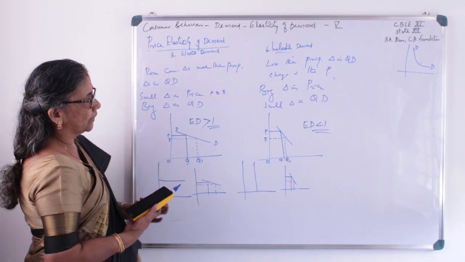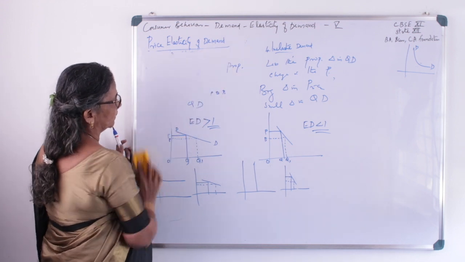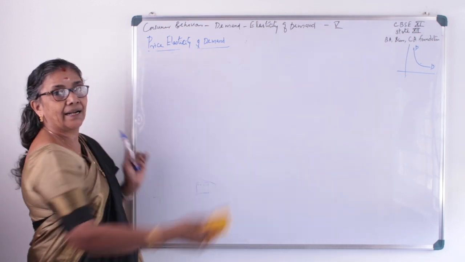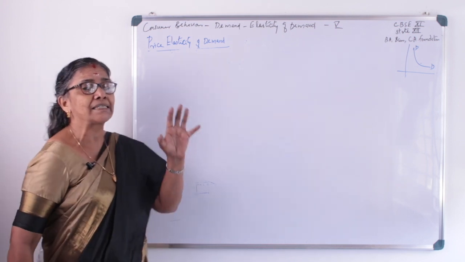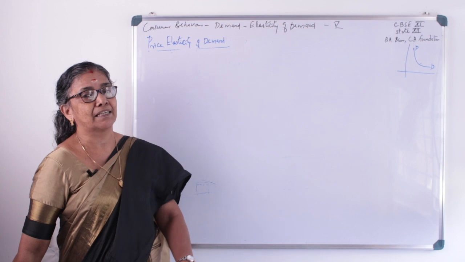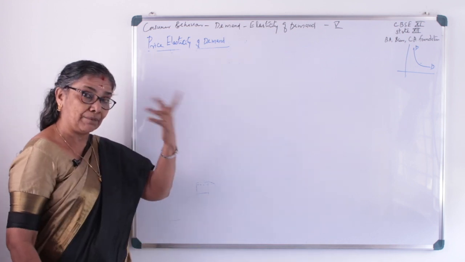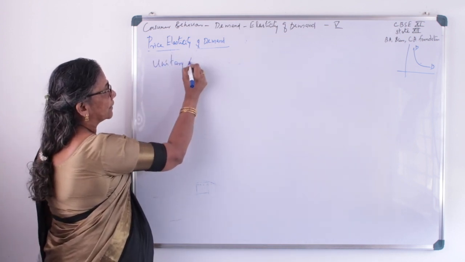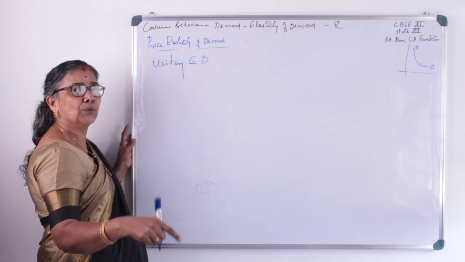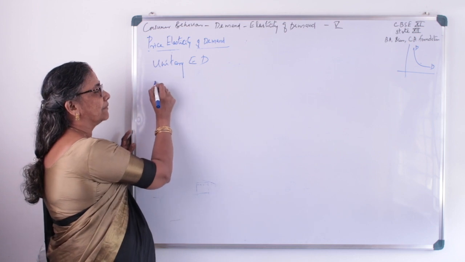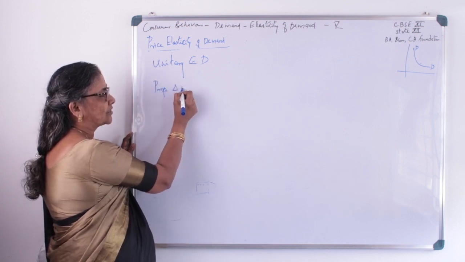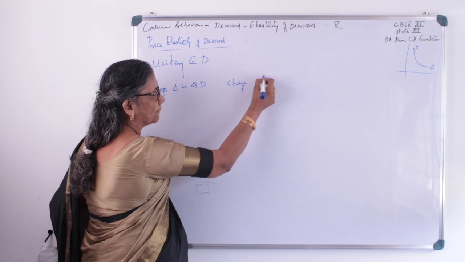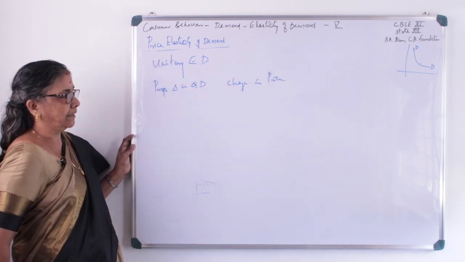Then one more category, that is unitary elastic demand. What is unitary elastic demand? Unitary elastic demand means proportionate change in quantity demanded as a result of change in price of the commodity. The first one was more than proportionate, then less than proportionate. Now unitary elastic demand, or we can say elasticity of demand is unity. In unitary elastic demand, there is proportionate change in quantity demanded as a result of change in price of the product.